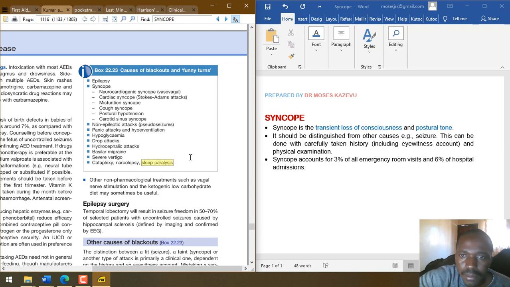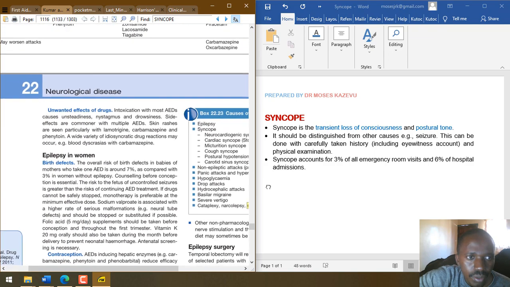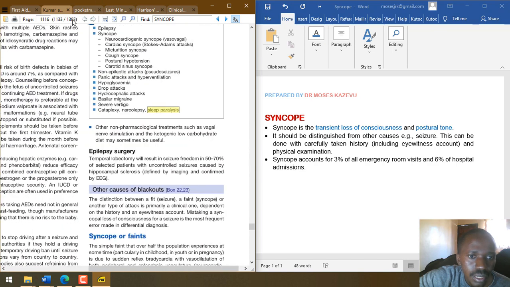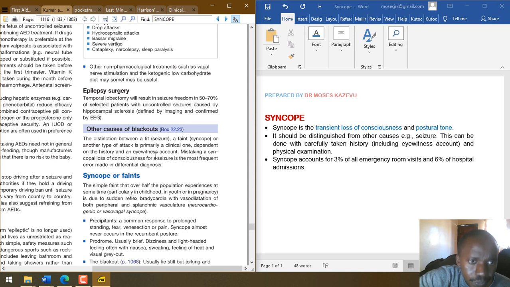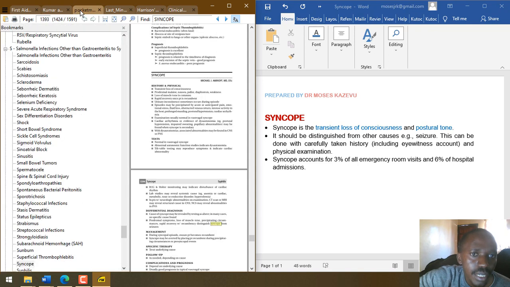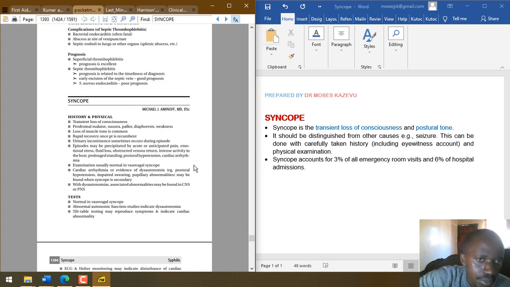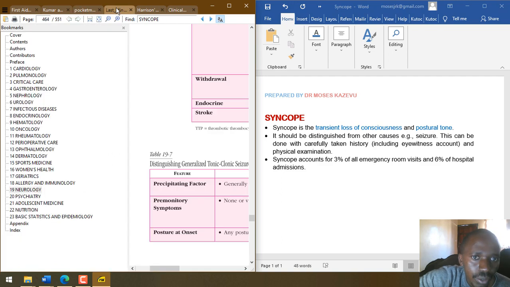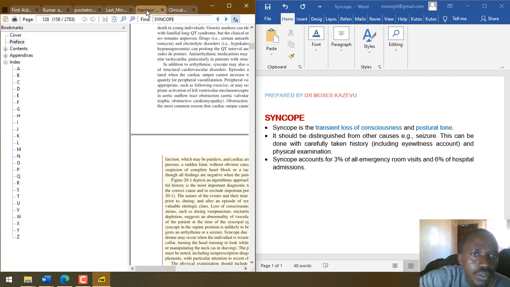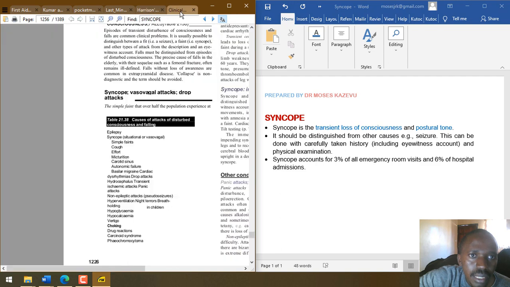Then sleep paralysis. Okay, fine. So those are just some of the causes of syncope. So I've taken care of that paragraph there. This one here will come pretty much at the end, so I don't want to go into that. And this one also may come pretty much on differential diagnosis. So let's see what this one says before we come to this as the last. So we'll put this one here.